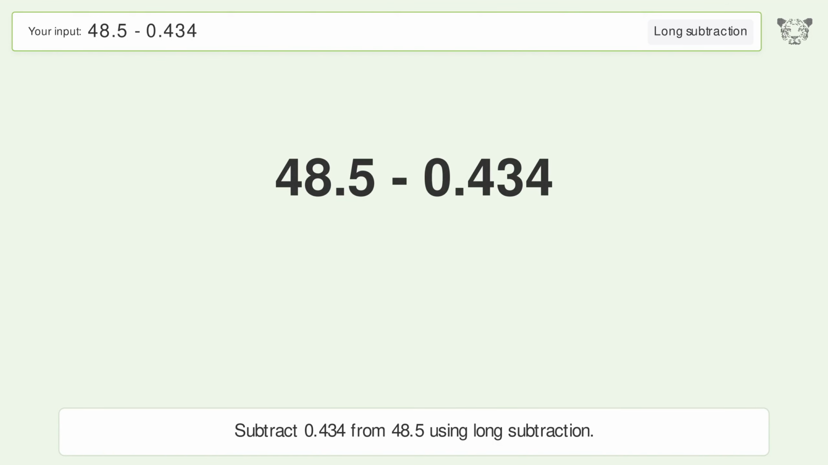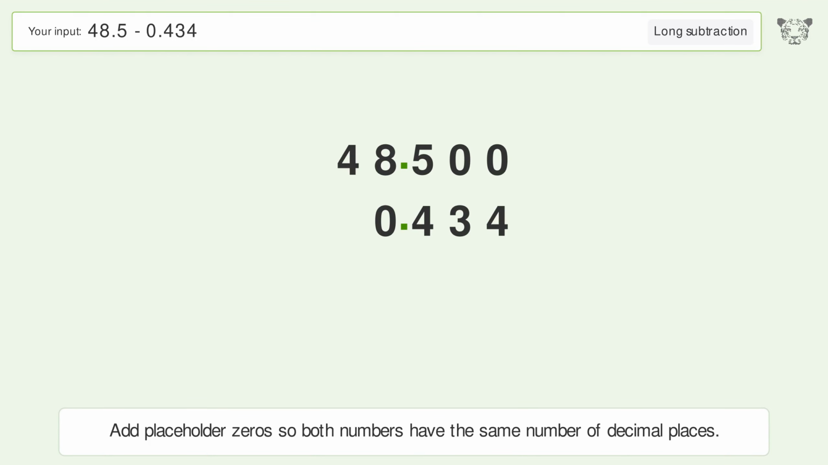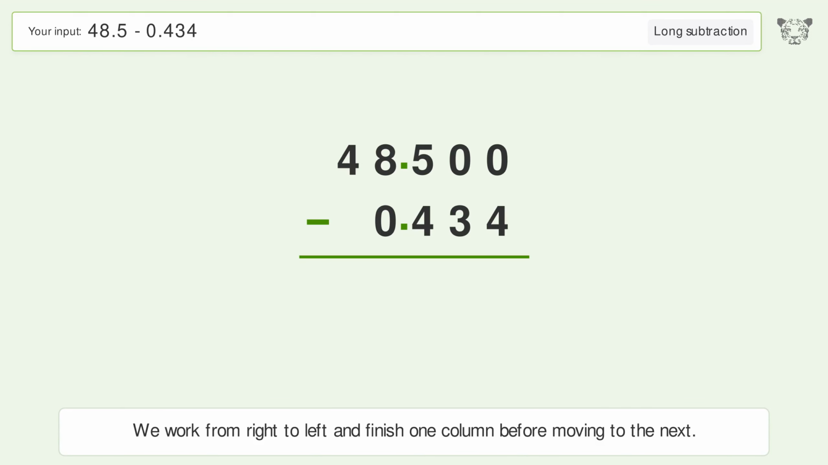Subtract 0.434 from 48.5 using long subtraction. Line up the decimal points in the same column. Add placeholder zeros so both numbers have the same number of decimal places. We work from right to left and finish one column before moving to the next.